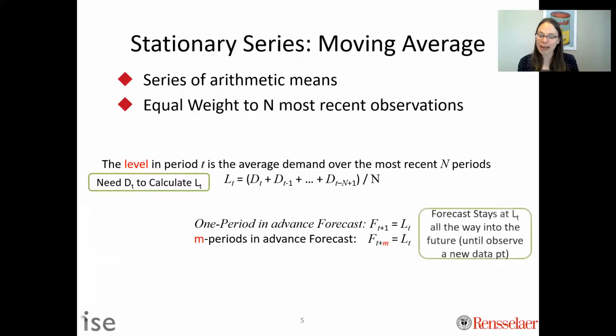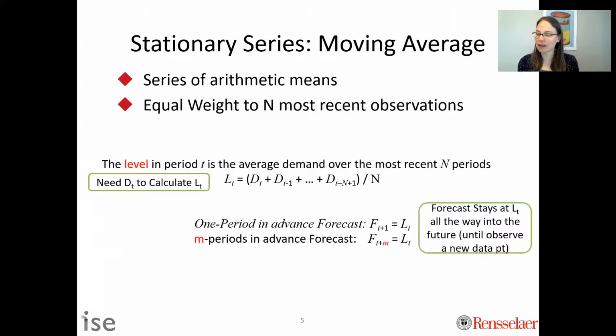The other thing I want to point out is this M period in advance forecast. If you notice, F of t plus M is equal to L of t. What does that mean? I have the last piece of observed data in period L of t. As far out into the future as I go, I'm going to predict that it'll be L of t. So it's not updated, it's a flat line.